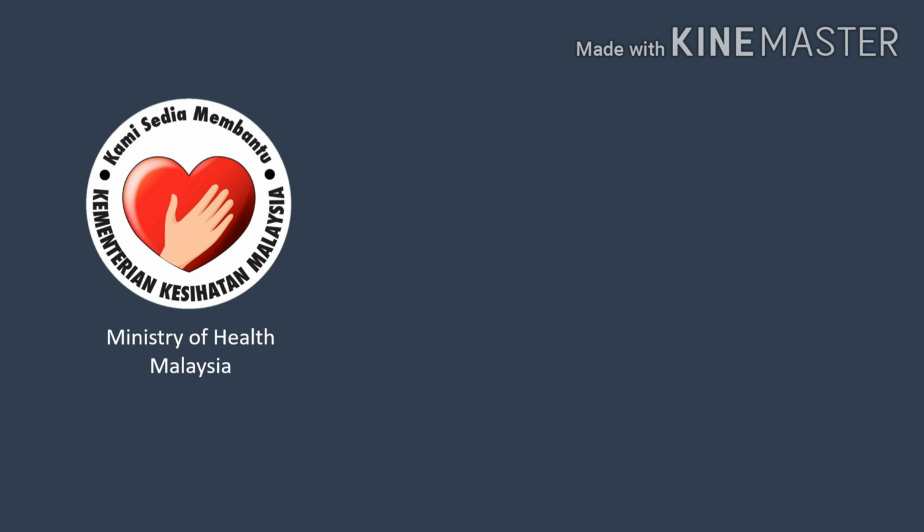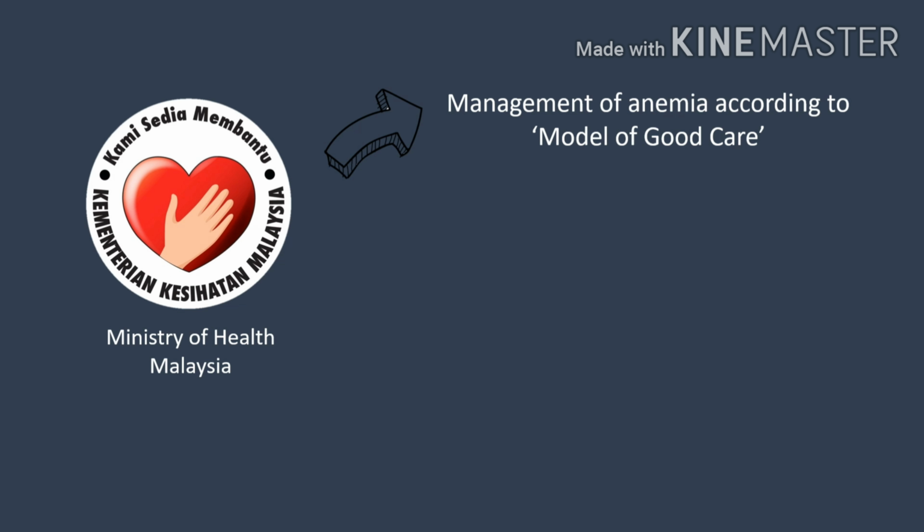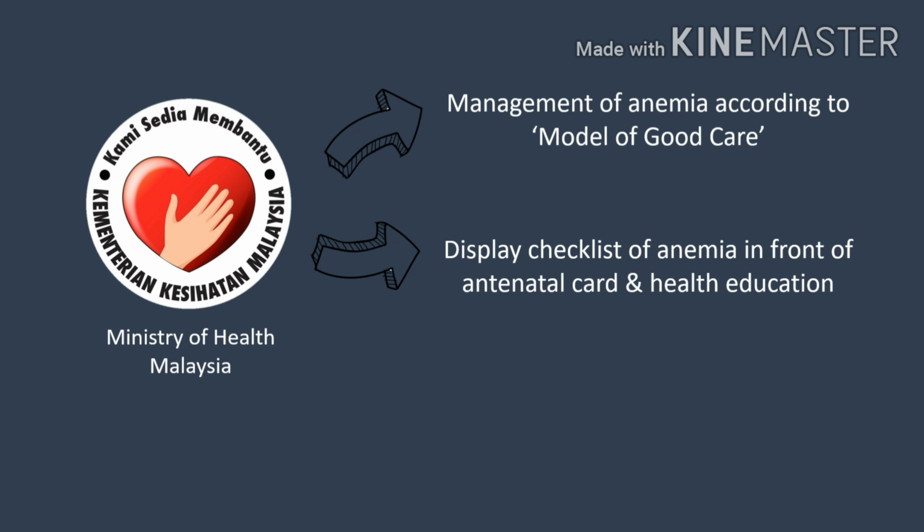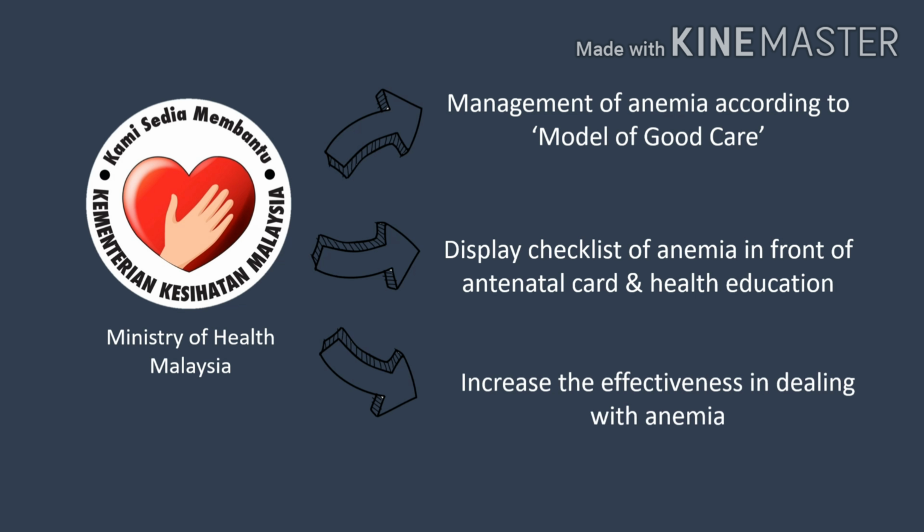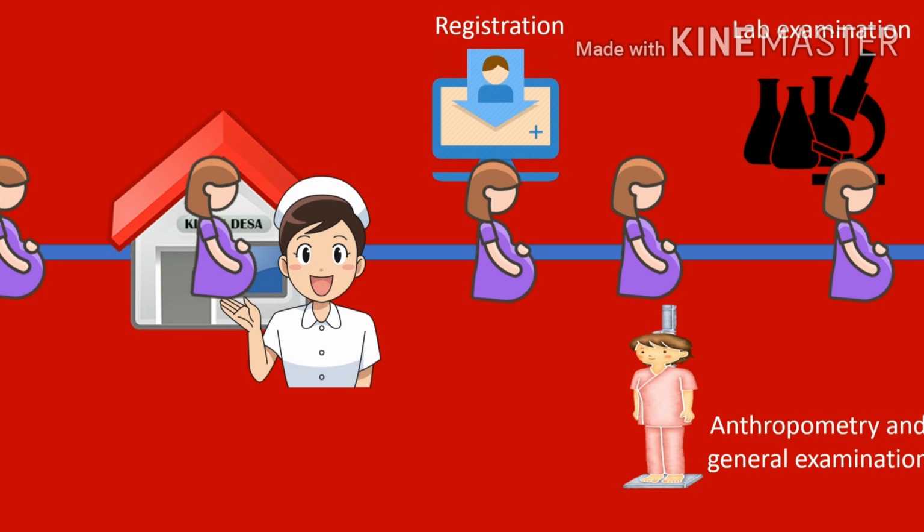Ministry of Health Malaysia has developed a few strategies in treating anemia. First, management of anemia according to the model of good care. Second, display a checklist of anemia in front of the antenatal card, and health education. And the last one is to increase the effectiveness in dealing with anemia.